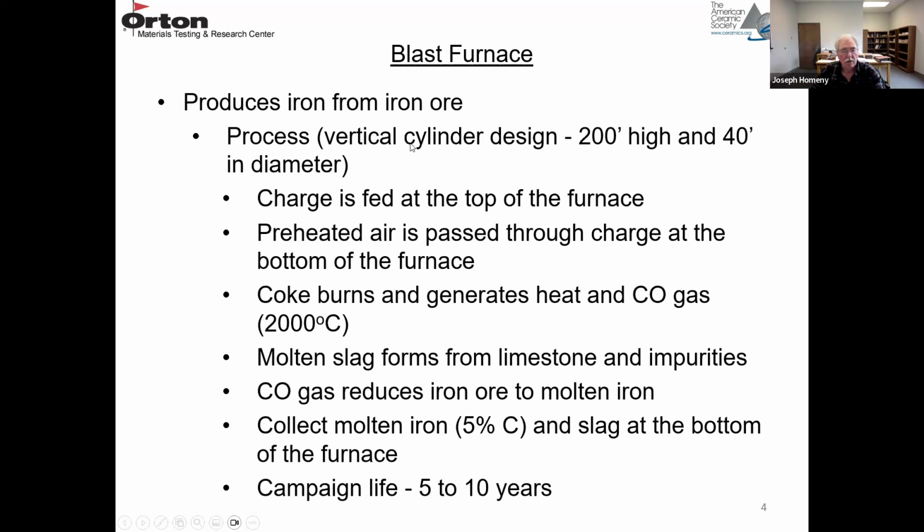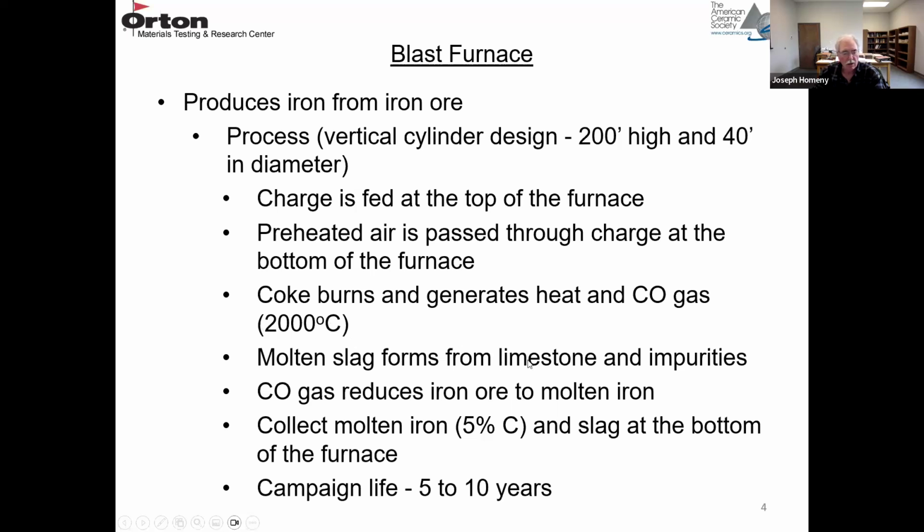The blast furnaces are basically large vertical cylinders. They can be quite large, maybe 200 feet high, maybe 40 feet in diameter. The charge is fed in at the top of the furnace. There are tuyeres at the bottom that use preheated air. That preheated air comes through the tuyeres at the bottom and passes upward through the charge. That causes the coke to burn. That generates heat, produces carbon monoxide gas, and temperatures go as high as 2,000 degrees C.